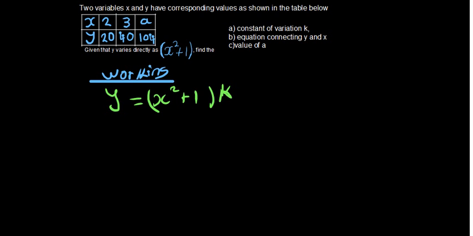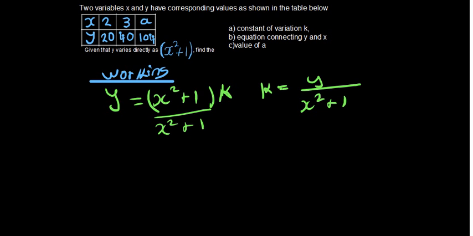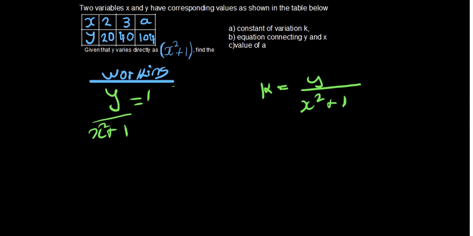And when we make k the subject of the formula, we're going to have k equals y divided by x squared plus 1. So here we are just dividing both sides by x squared plus 1. That is what that means right there.